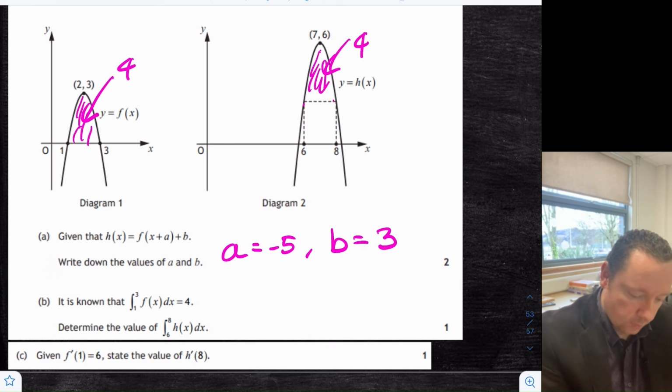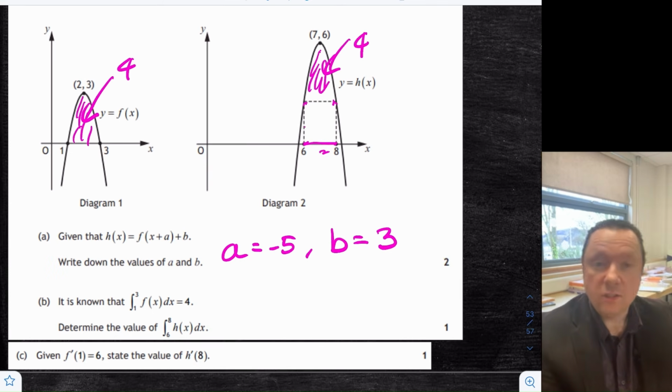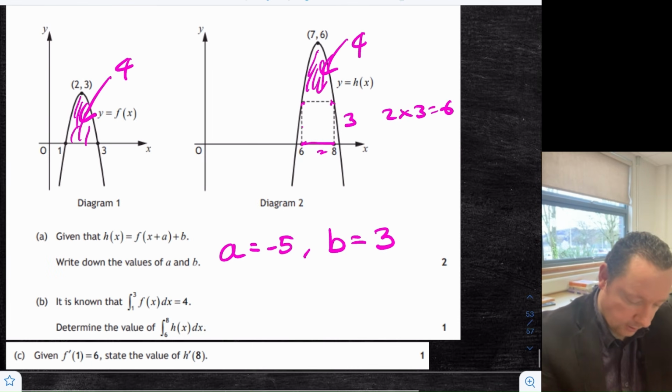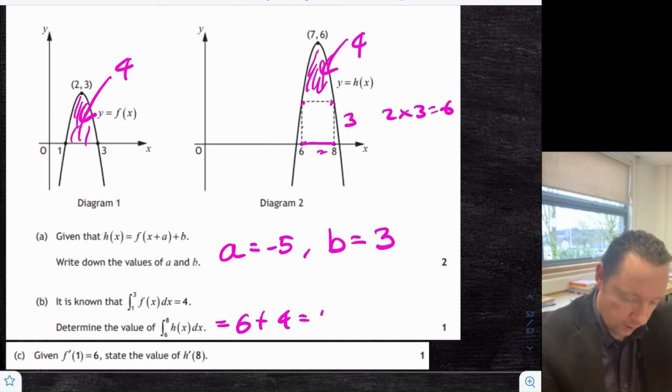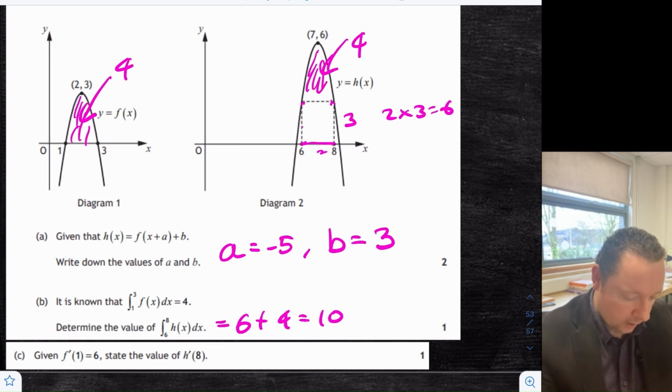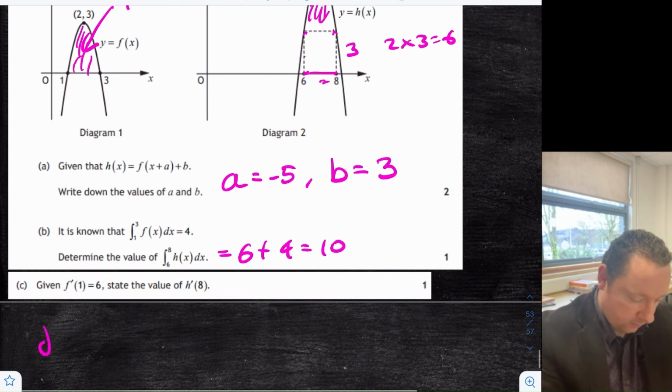And leaving the extra bit between 6 and 8 is just a rectangle. That is 2 along. And that must be 3 because the graph's moved up by 3. 2 times 3 equals 6. So our integral between 8 and 6 of h of x is just 6 plus 4, which equals 10. And we're done there. Part C says, given that f dash of 1 equals 6, what's h dash of 8?